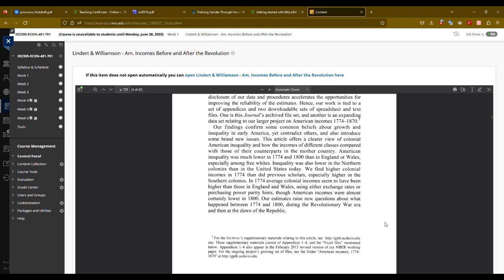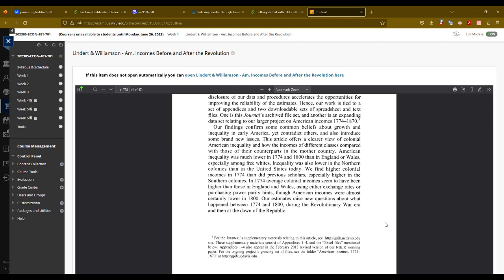And then we're going to get a more detailed paragraph that's going to reinforce what is in the abstract. We're going to again be told, hey, what are our results? What did we find? So that again, we as the readers are primed. What are they finding? So here they say, our findings confirm some common beliefs about growth and inequality in early America, yet contradict others. So they're saying, hey, we're going to agree with some of this literature that we just mentioned, but we're also going to disagree with a lot of it. This article offers a clearer view of colonial American inequality and how the incomes for different classes compared with those of their counterparts in the mother country.